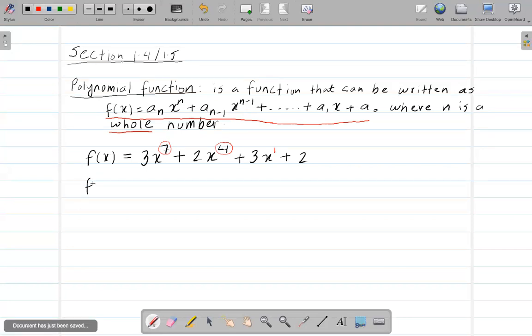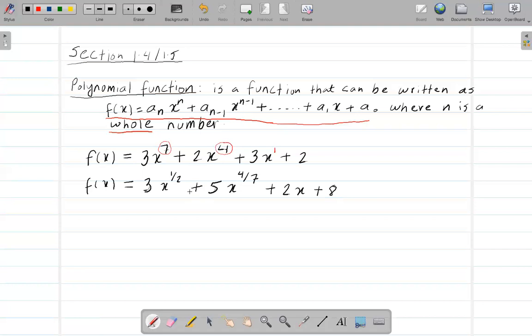Now let's say we have f of x equals 3 times x to the power 1 over 2, plus 5 times x to the power, I don't know, let's say 4 over 7, plus 2x plus 8, something like this. Now in this case, we have a power 1 over 2 and here 4 over 7. So these are not whole numbers, right? So in this case, this kind of equation is not a polynomial, and here, this one is a polynomial.